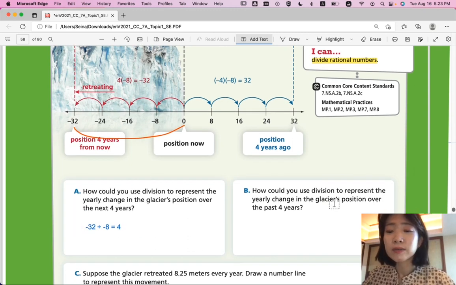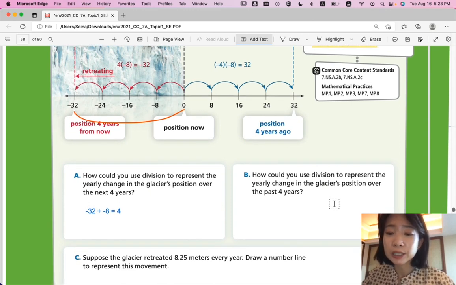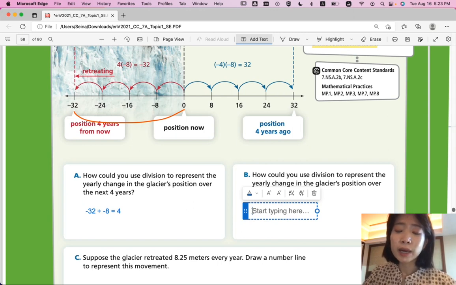Part B, how could you use division to represent the yearly change in the glacier's position over the past 4 years? In this case, you want to find the yearly change in the glacier's position. From the position before to the position now, the change is negative, so your answer needs to be a negative number. 32 is the whole amount of change we have. You can make 32 a positive number and divide it by negative 8 to get the negative change.